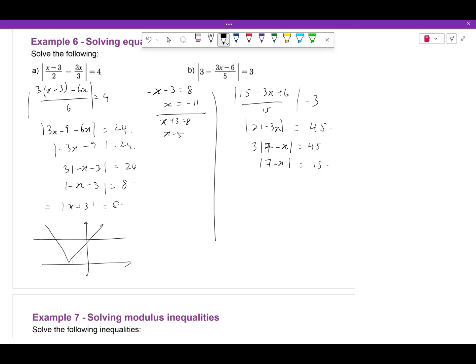Did I do my math correctly? No, this is supposed to be 15, but this should be 5. So that becomes 15 over here. And that becomes that way.